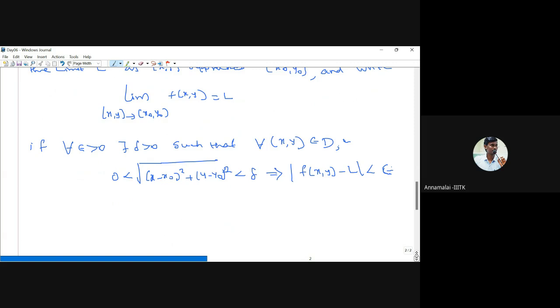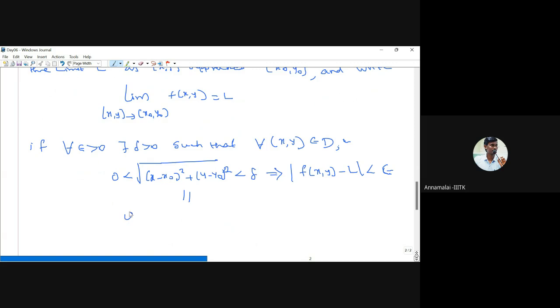So whenever the distance between (x, y) and (x naught, y naught) is less than delta, the distance between f of x and f of y is less than epsilon. And this has happened for every epsilon and every point in the domain, in the range of (x naught, y naught). Then we say that f of (x, y) approaches L as (x, y) approaches (x naught, y naught).